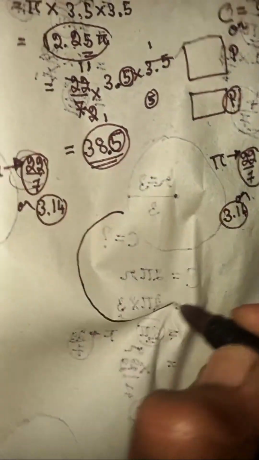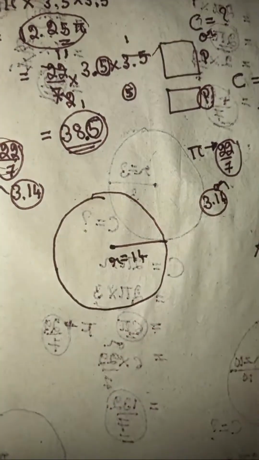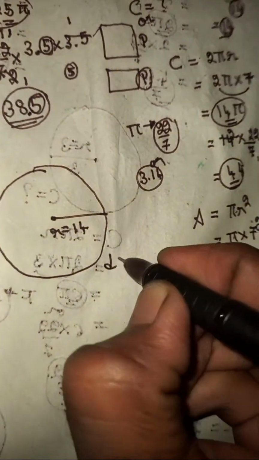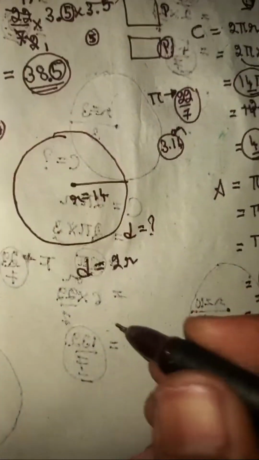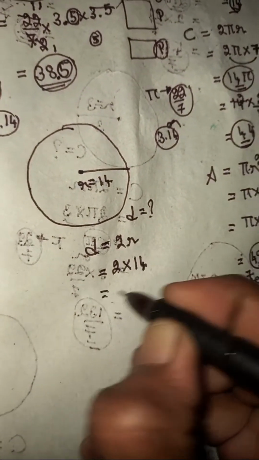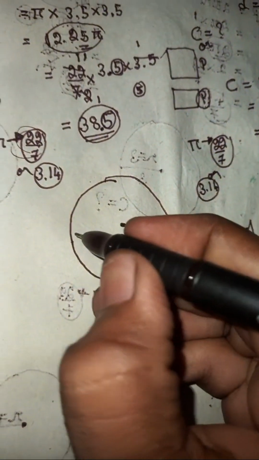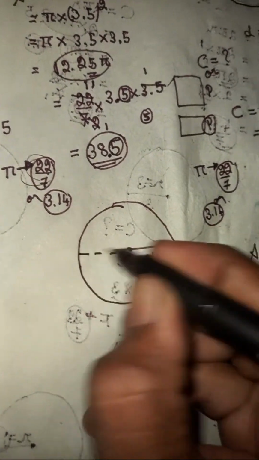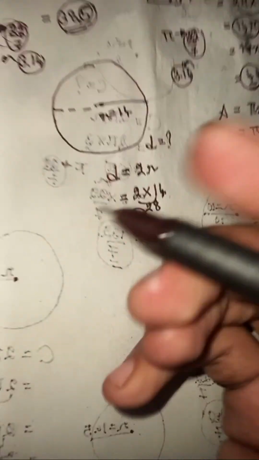Let's take one more problem. Here they have given the radius of the circle as 14 units. Let's find out what's the diameter. Here diameter equals 2 times of radius. 2 times of radius means 2 times of 14 units. 2 times of 14 means which is 28 units. 28 units is the complete diameter of this circle. This complete length is the diameter, which is 28 units. Now let's find out what's the circumference.